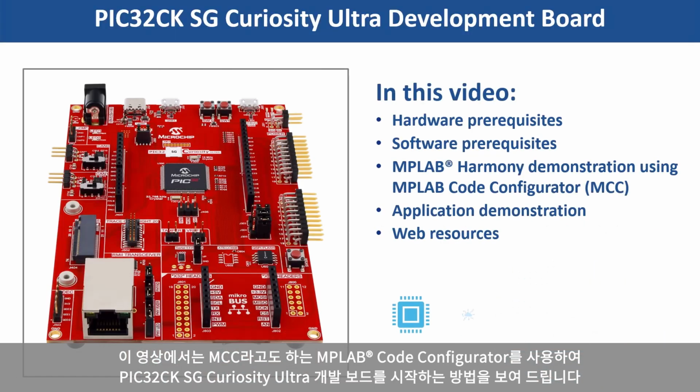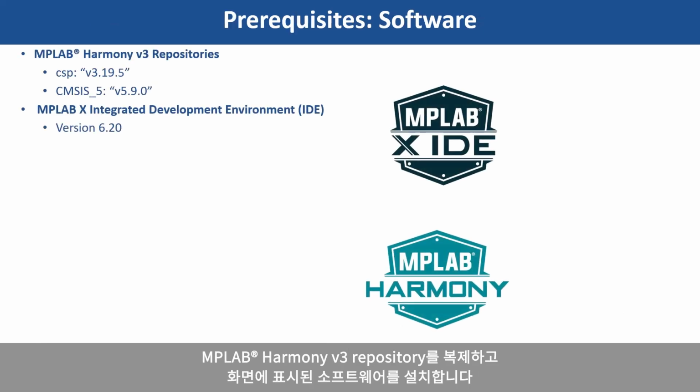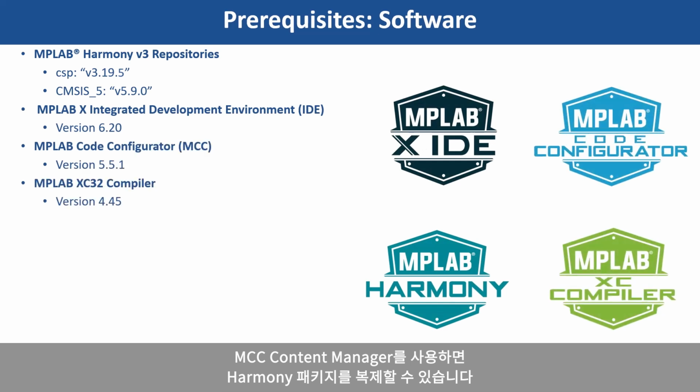In this video, we will show you how to get started with the PIC32CK SG Curiosity Ultra development board using MPLAB Code Configurator, also known as MCC. Clone the MPLAB Harmony v3 repositories and install the software shown here. You can use MCC Content Manager to clone these Harmony packages.